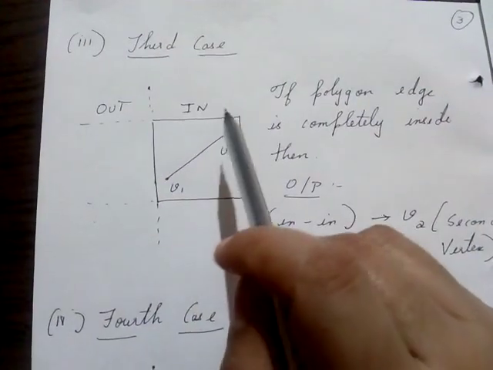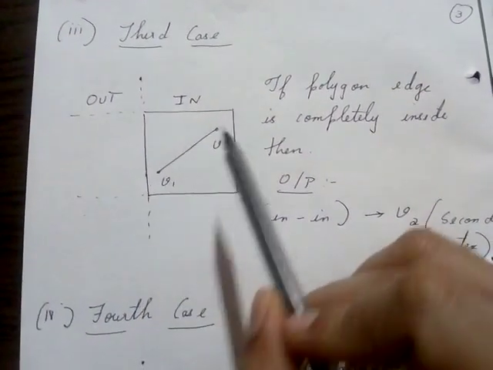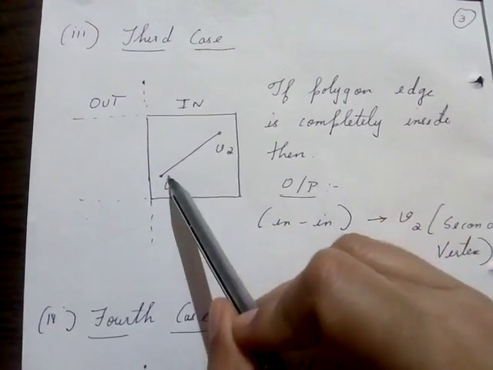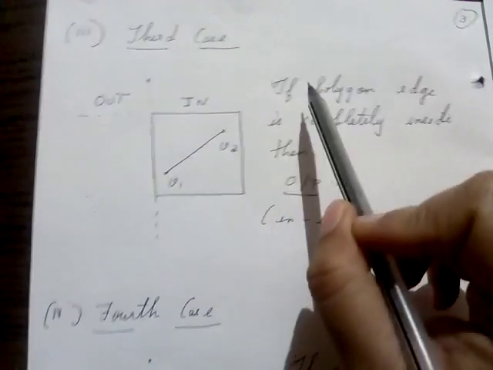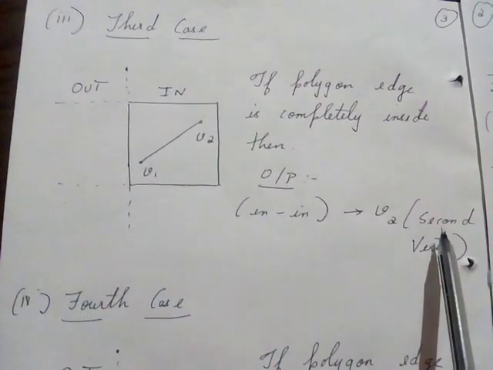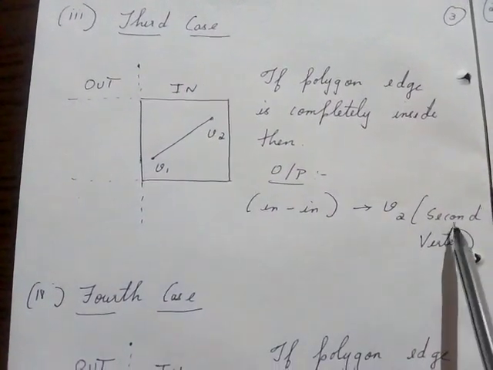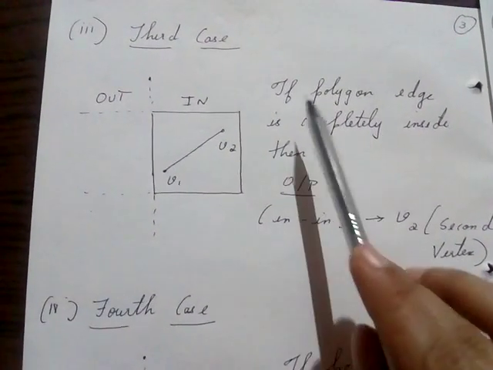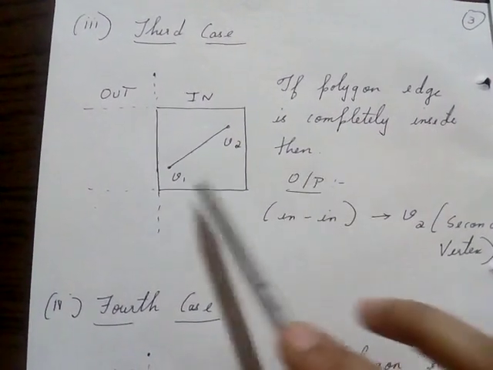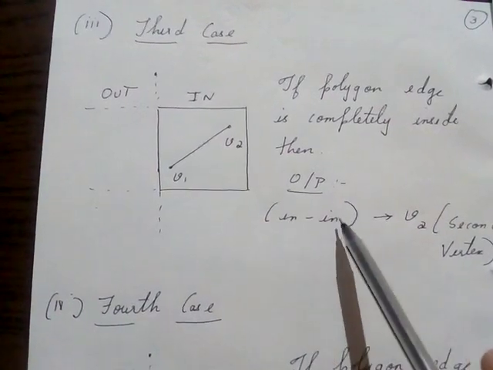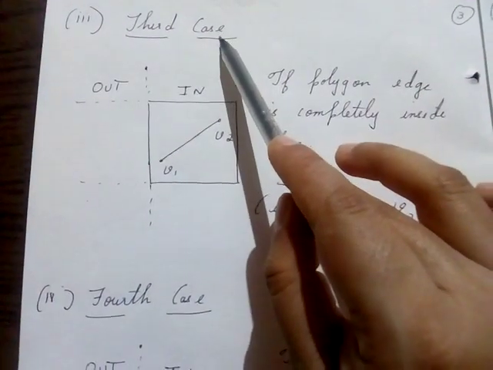In the third case, we have the inside of the window and this is outside. If an edge of a polygon, v1 to v2, is completely inside the window, then you consider the second vertex as the output. That is, if the polygon edge is completely inside, in to in, the output is the second vertex v2. This is the third case.